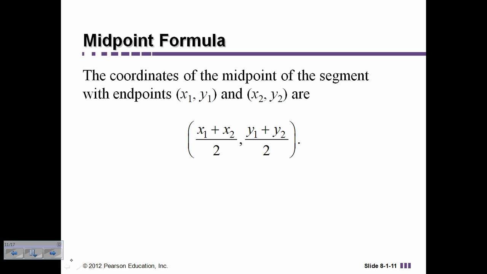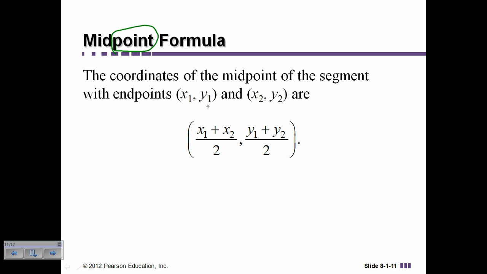Now the formula that we're going to use for midpoint, again, we're going to use the x1 and y1 and x2 and y2. And so what we're going to do is we're going to say the midpoint is x1 plus x2 divided by 2 and y1 plus y2 divided by 2. So what we're trying to do is figure out where is the point in the middle. So this is very, very important. We're looking for the point in the middle.